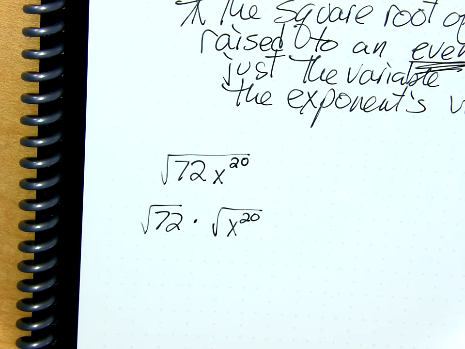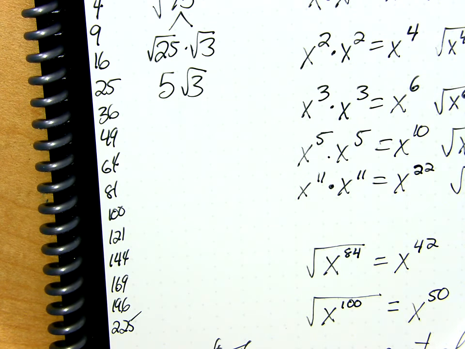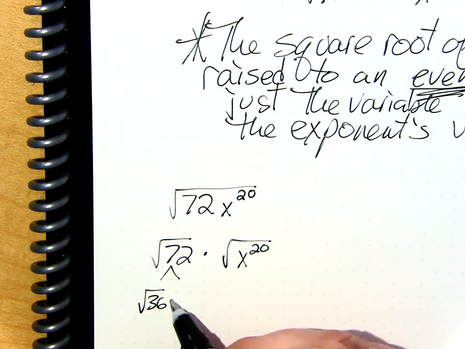So now let's handle the square root of 72 just like we always do, just like you did last night. In my list up here, what is the largest perfect square that will divide into 72? 36. So I'm going to split this one up into the square root of 36 times the square root of 2.